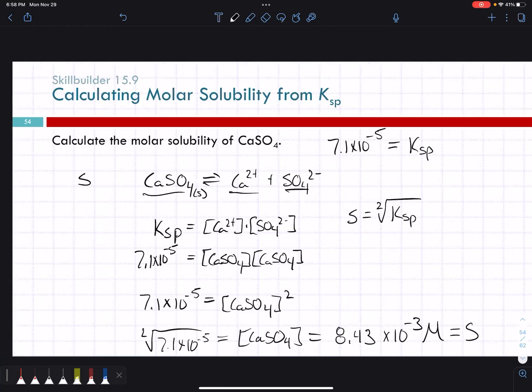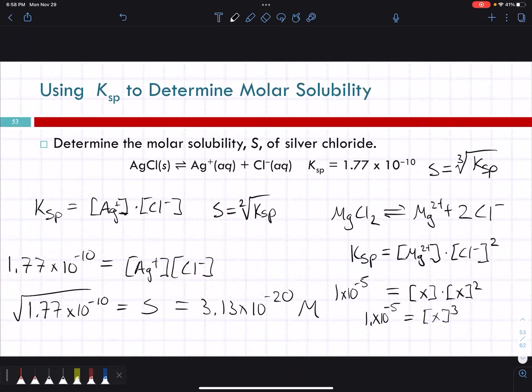Okay, go back here, because I think I calculated 1.77 e to the negative 10. I think I squared that. Oops. Yeah, I did square that. The square root is 1.33 times 10 to the negative 10, or 5.